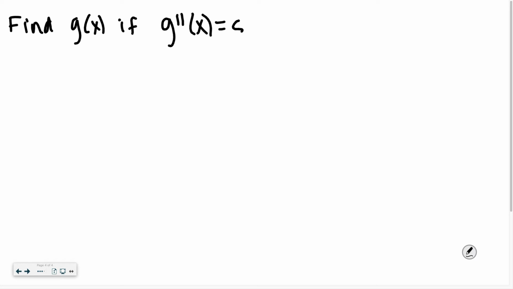Now, what if I said find g if g double prime is sine of x? What sort of information would I need to give you in order for us to be able to get there? Okay, so 2 points, one where? On the derivative, and one, okay.